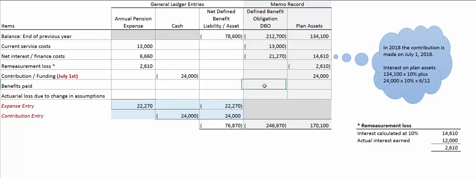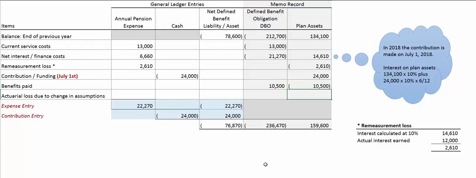Let's just get those benefits paid in here, because we know that the benefits were paid $10,500, reducing the defined benefit obligation and reducing the plan assets. Again, that's something the plan administrator would tell us. It's not money that we're paying out.